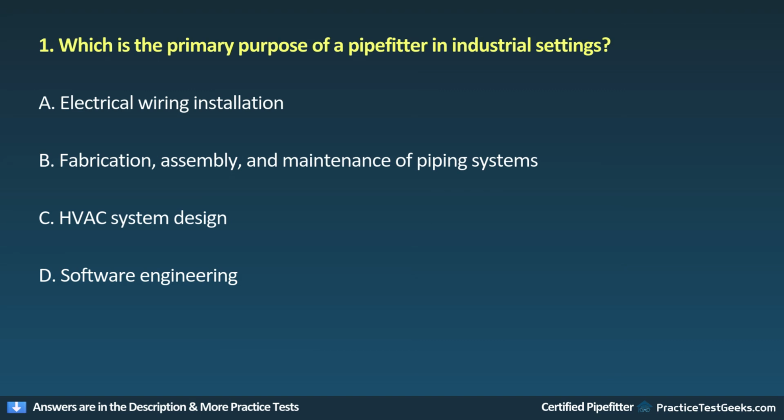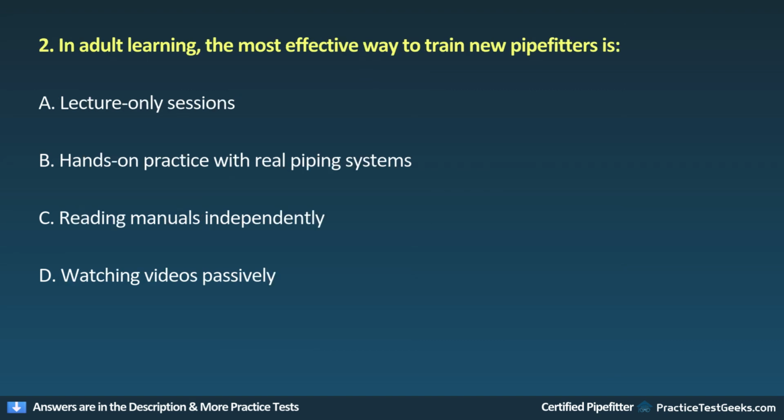1. Which is the primary purpose of a pipe fitter in industrial settings? A. Electrical wiring installation. B. Fabrication, assembly, and maintenance of piping systems. C. HVAC system design. D. Software engineering. 2. In adult learning, the most effective way to train new pipe fitters is A.